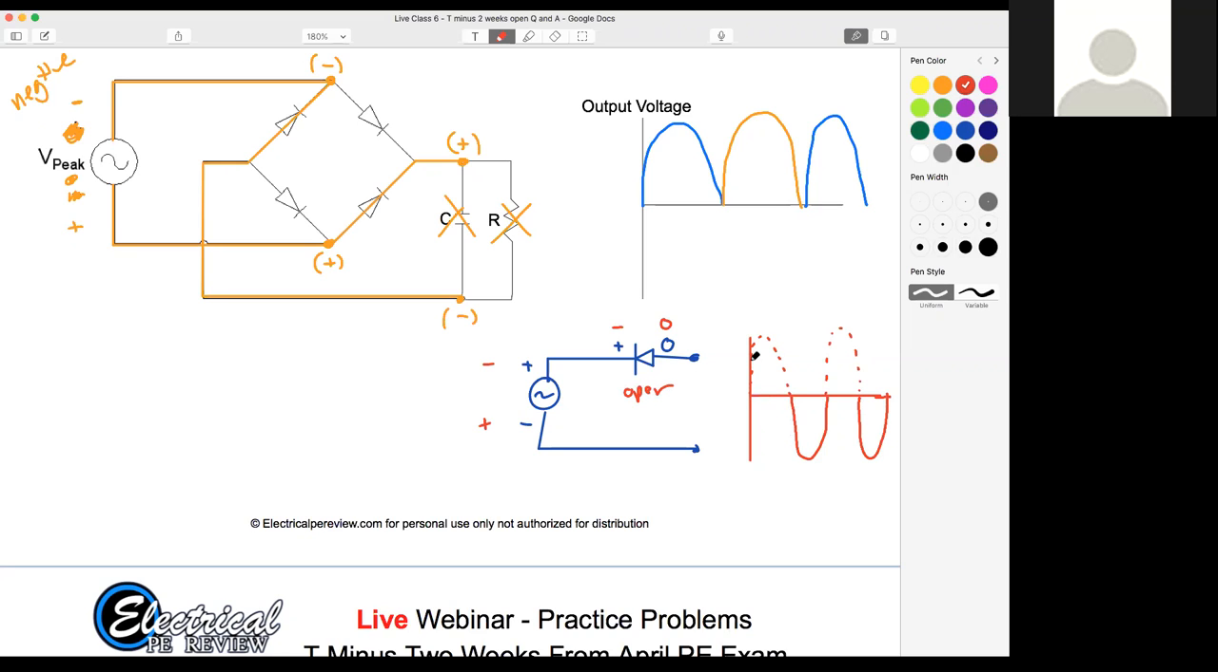Half-wave because out of the positive and negative wave, we're only including one of them in our circuit. Now, if we switch that diode around in that same circuit, then we would have our positive half cycles, and we wouldn't have our negative half cycles.